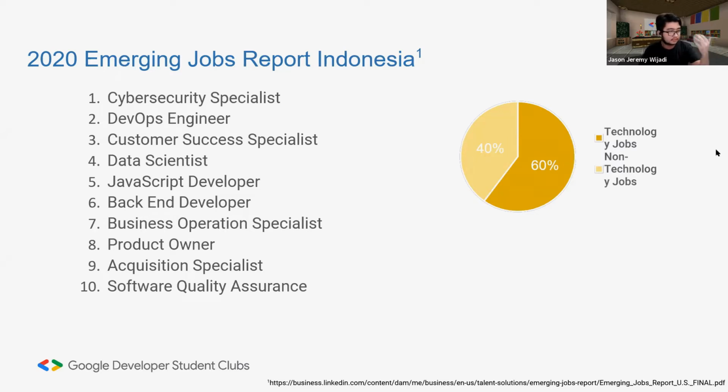So from the top 10 here, we have cybersecurity specialists, we have DevOps engineer, we have data scientists, JavaScript developer, backend developer, software quality assurance is also part of it. So from the top 10, 6 of them are already related with technology. And this just shows how much IT is still needed and wanted in the job market. And through GDSC, we can also help as the foundation for you guys to start learning a bit more in depth on some of them.